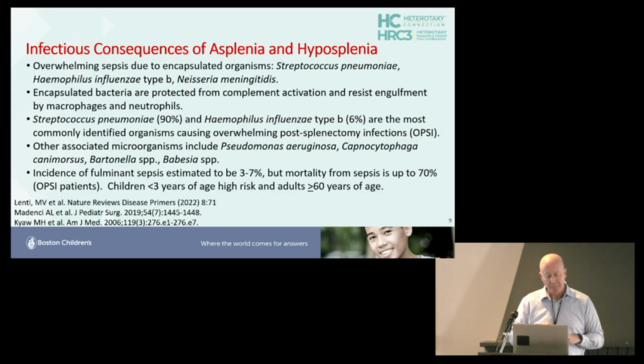because that can lead to overwhelming infection. The incidence of fulminant sepsis is estimated to be as high as 7%, but the mortality from sepsis in these patients is up to 70%, so it's important that they be evaluated quickly. The groups that are at highest risk are children less than 3 years of age and older adults greater than 60 years of age.